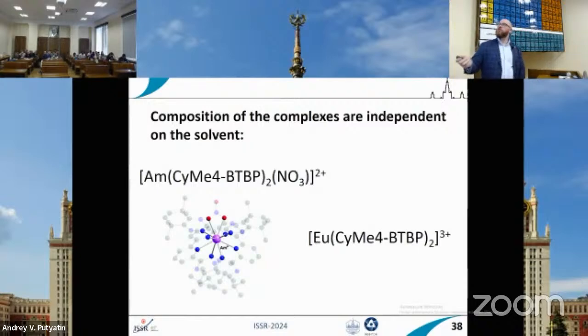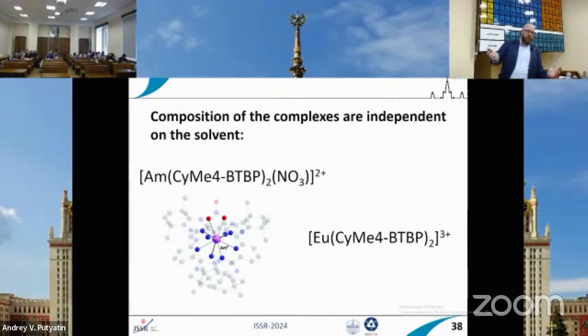So for americium, it is this kind of surrounding of the americium. So it's two organic ligands and one nitrate in the inner sphere of the complex. So of course, in the outer sphere, there are two more nitrate groups to compensate the charge. And for europium, it was only 2 organic molecules in the inner sphere and 3 nitrates in the outer shell.